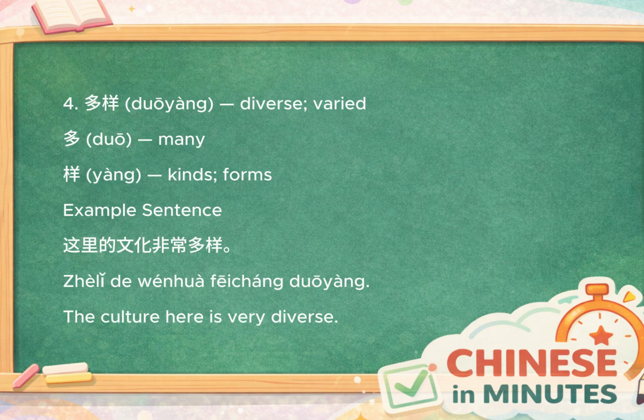Now, let's learn 多样, meaning diverse or varied. 多 means many, while 样 means kinds or forms. Literally, it means many kinds. Whenever something exists in many different forms or types, Chinese speakers describe it as 多样.